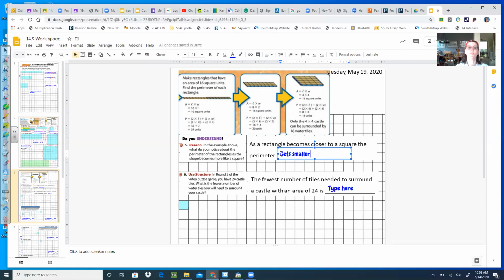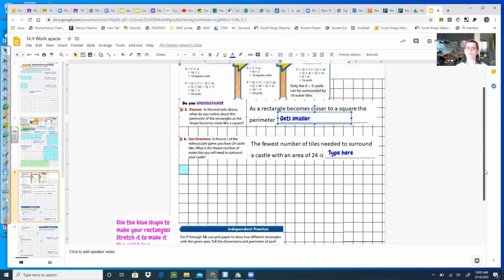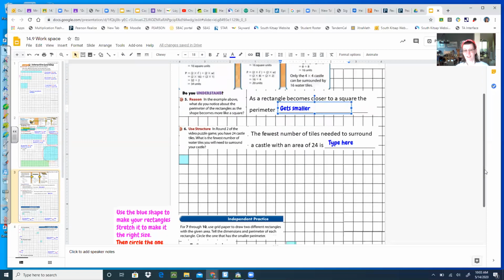In round 2 of the video game puzzle, you have 24 castle tiles. What is the fewest number of water tiles you will need to surround your castle? So we want to make a shape that is closest to a square. Is there a shape that is a square or close to square that we would multiply and get 24?